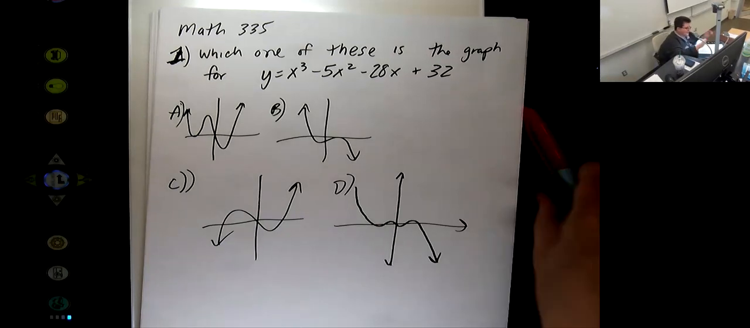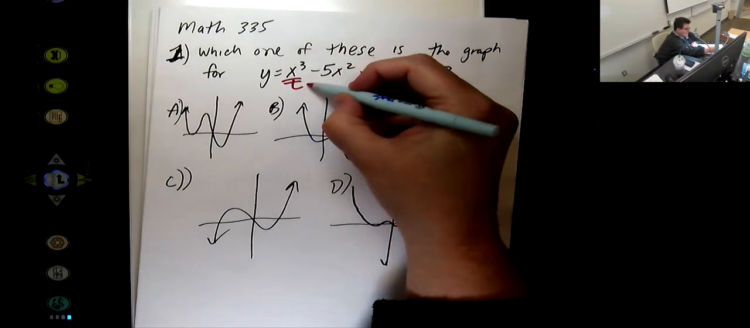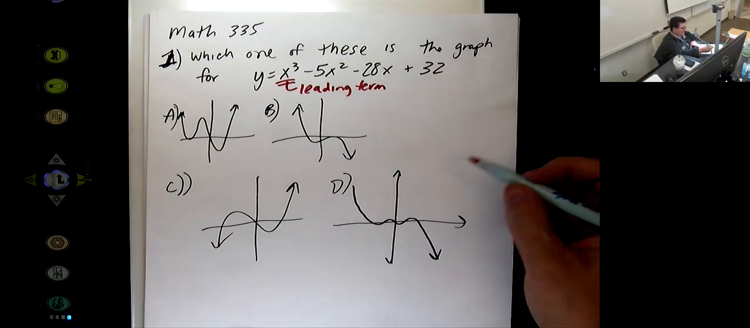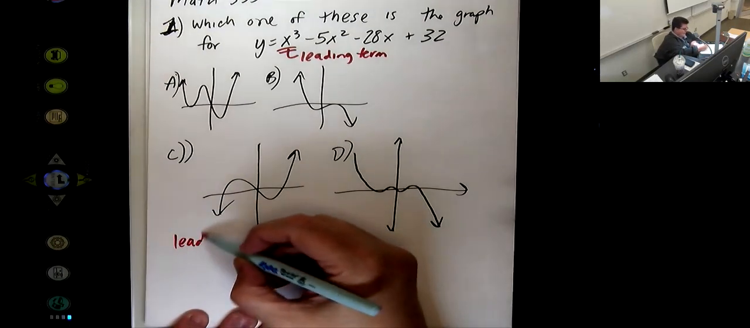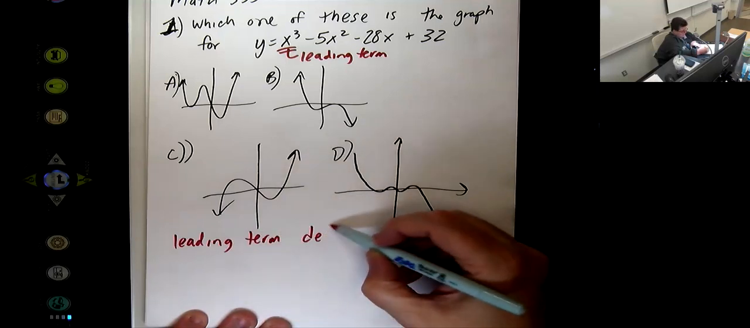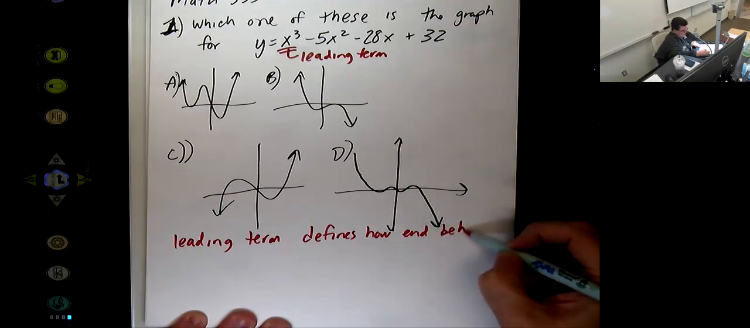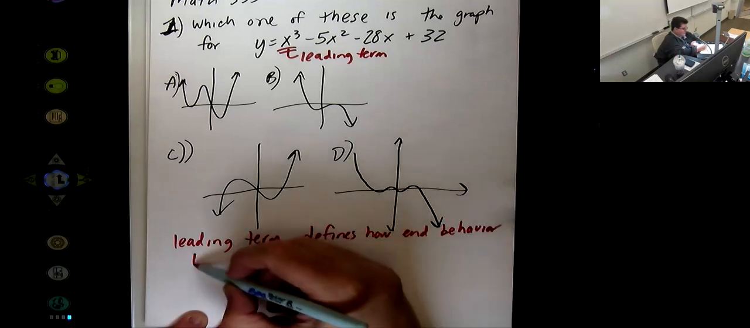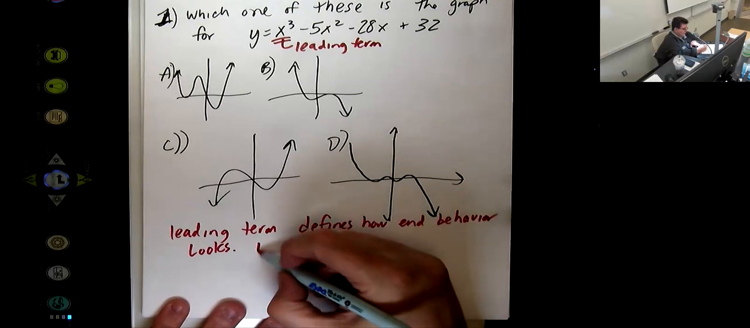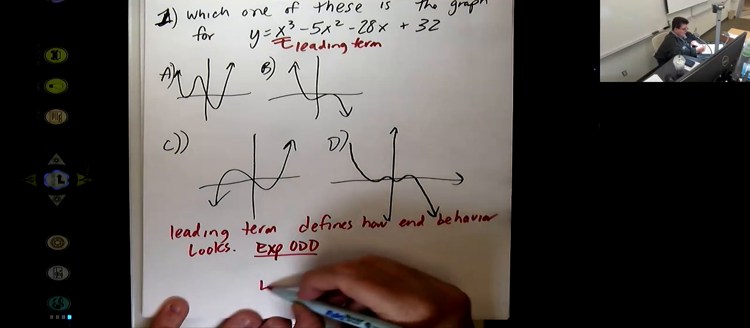Well, important things to note. This is our leading term. The leading term defines how end behavior looks. And it comes in 2 categories. The exponent is odd, and if the exponent is even.